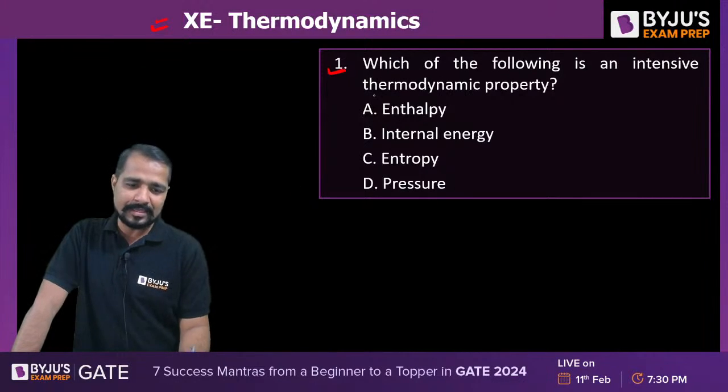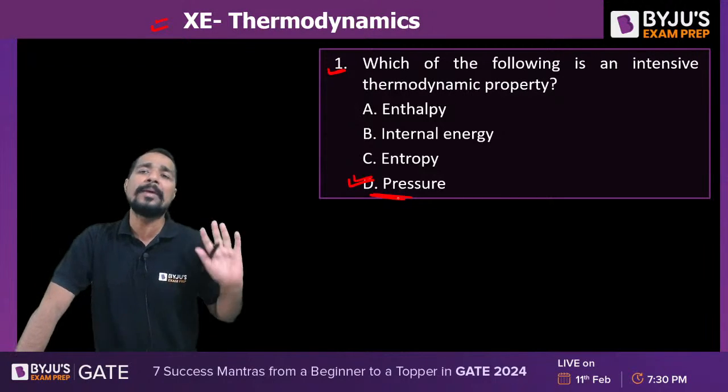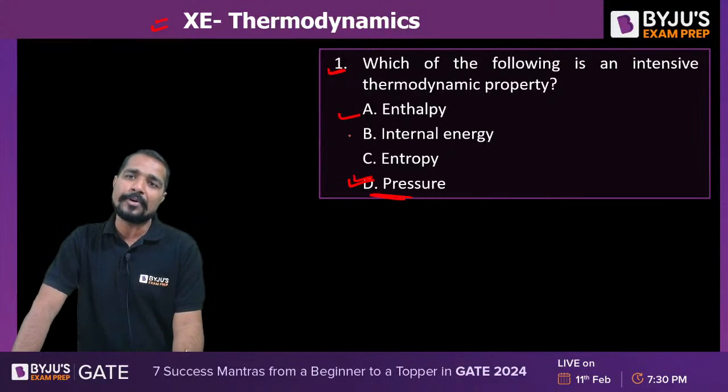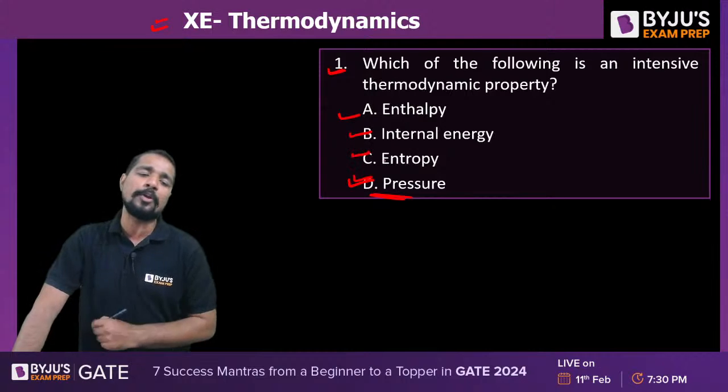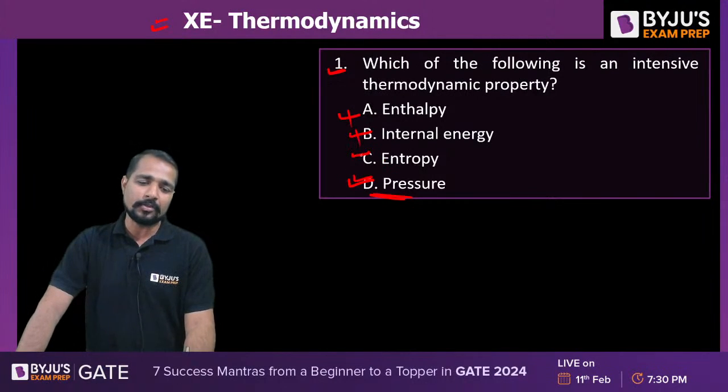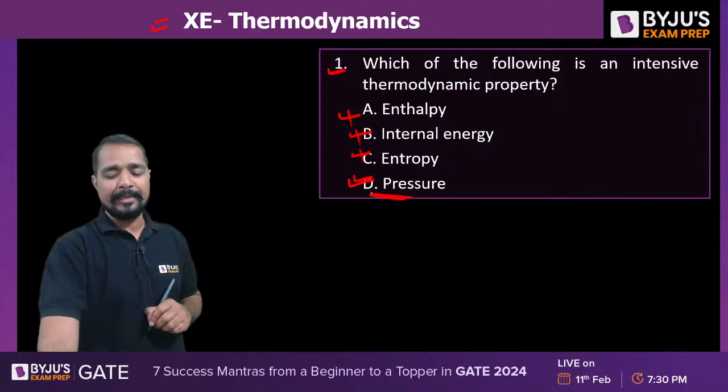Okay, so the answer is absolutely right. What is the answer? D for Delhi is the answer. Pressure is purely independent from the mass. Enthalpy is a function of mass. Internal energy, entropy, all three are functions of mass. Not the answer. Answer is D for Delhi. Let's move forward.